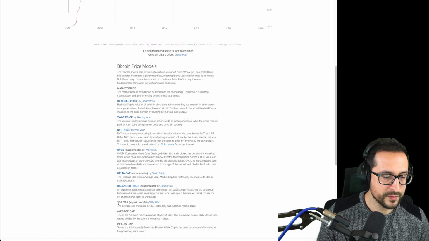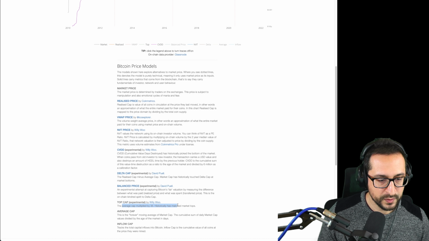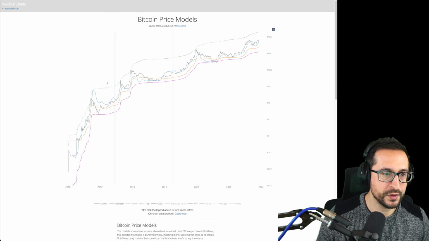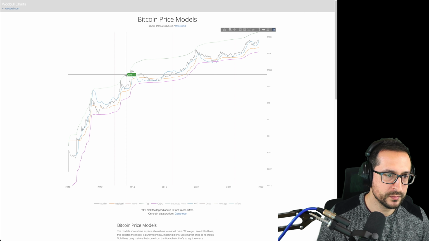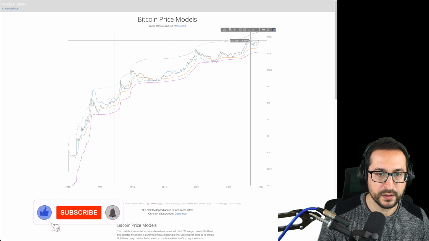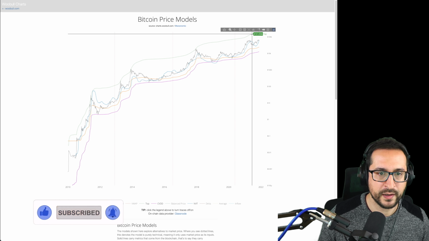You're going to be surprised how simple the top cap is. It's the average cap multiplied by 35. Historically, it has matched market tops, just like that, 35. So if you put that here, you can see the tops. The green line is right following all the tops. And in the current cycle, we still seem to be far away from the top.